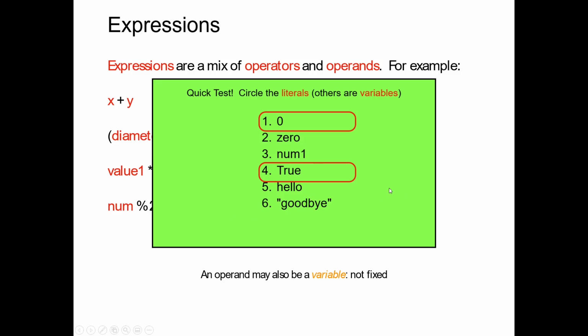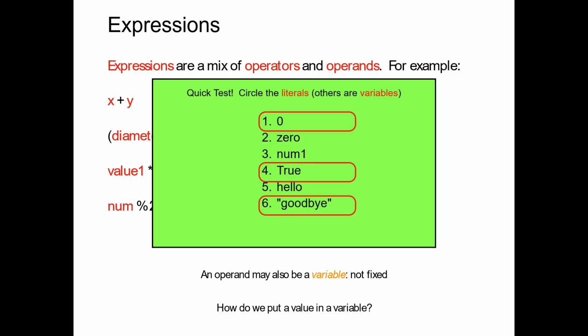All right, one more here in this list. If you guessed goodbye, then you're correct. Goodbye is a string that's in quotation marks. Those quotation marks are going to make this a literal. We've got some text here. Hello also looks kind of like text, but it doesn't have the quotation marks. So that means this is going to be a variable. And we can use full words as variables.